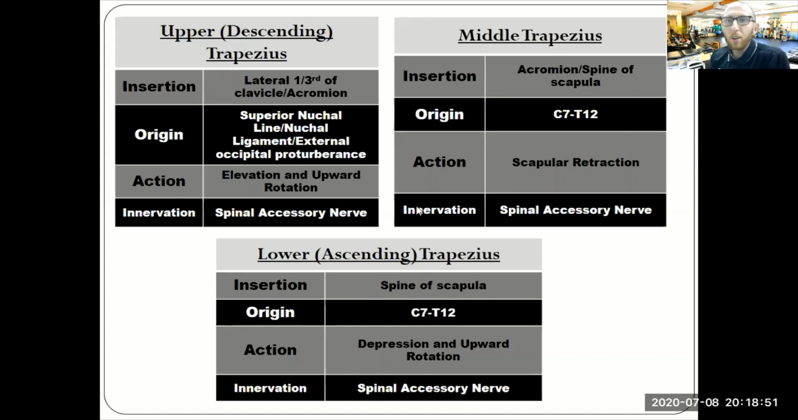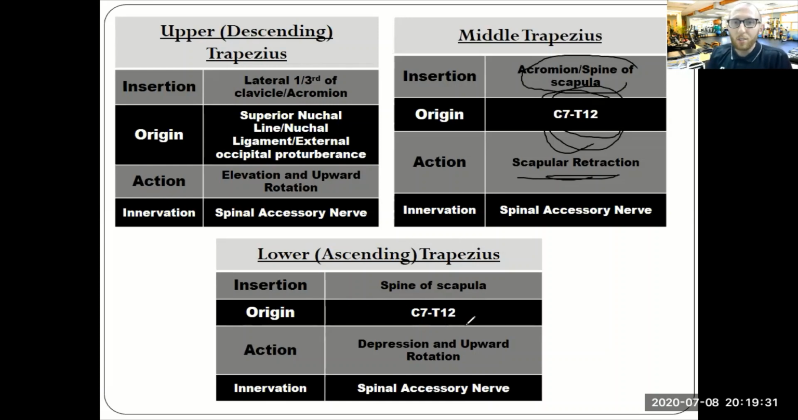You also want to know the nerve innervation. Luckily with all these, it's the same spinal accessory nerve. But the middle trapezius, note that it's coming off the acromion and the spine of the scapula. So now we're more towards the middle of the back, and the origins are these sections of the vertebral column. Love the middle traps because it's straight scapular retraction. In a couple of slides we'll talk about exactly what that is, but imagine pinching your shoulder blades together. That's scapular retraction.